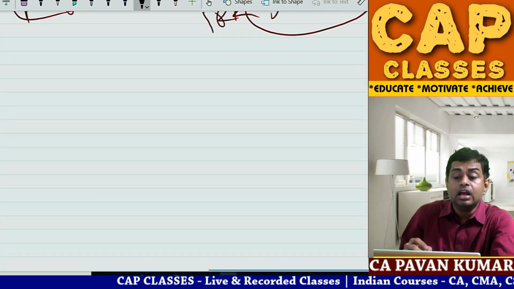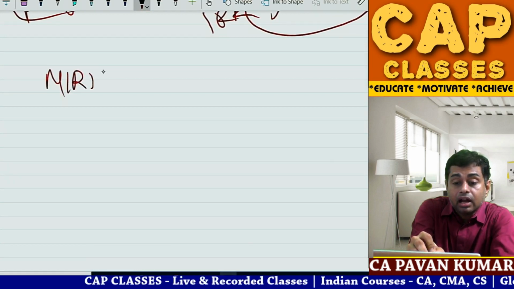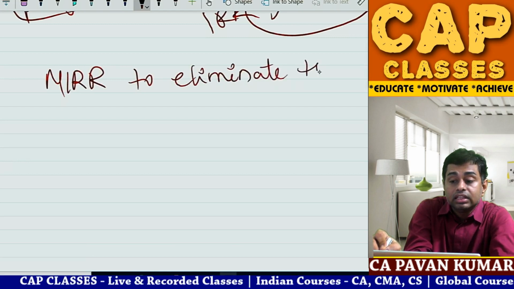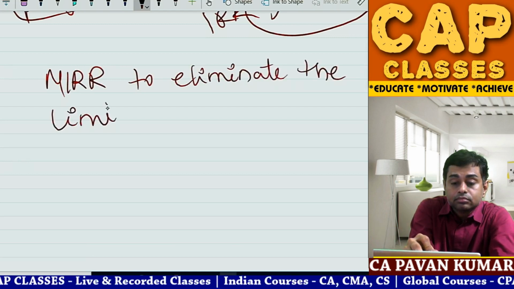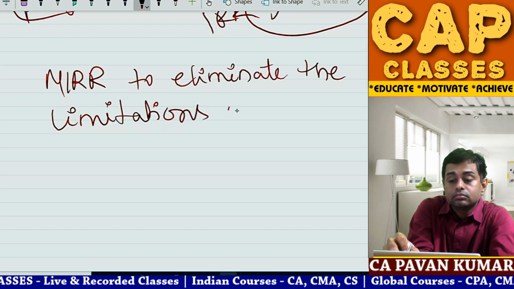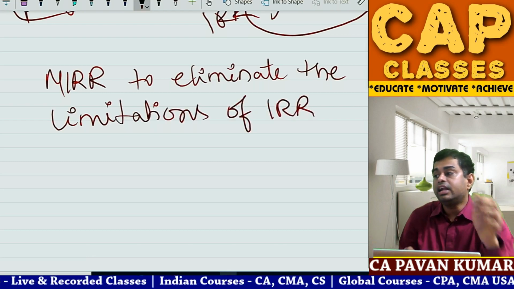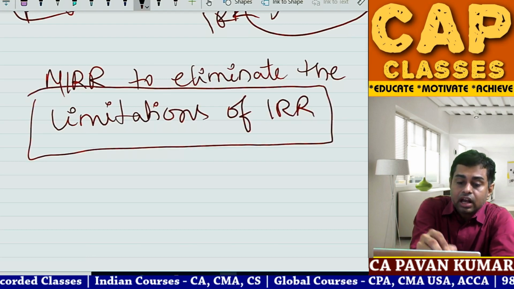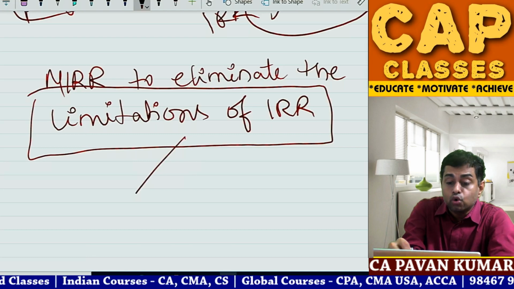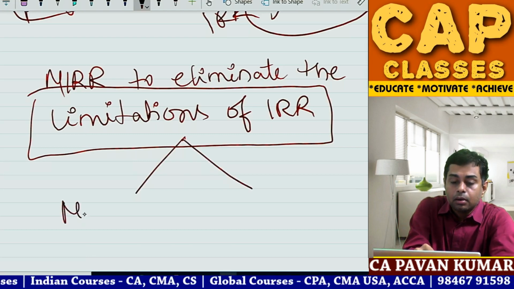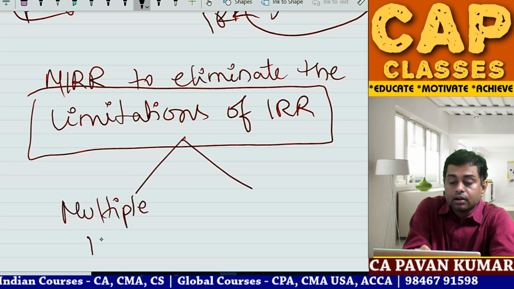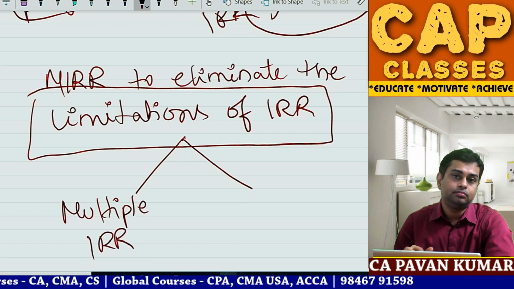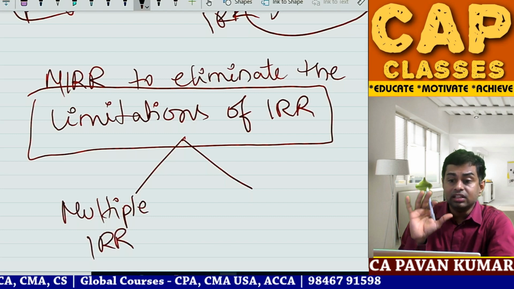So what are we writing? We calculate MIRR to eliminate the limitations of IRR. So what are the limitations of IRR? There are many limitations. In that, two major problems are multiple IRR. One is multiple IRR. So this is one limitation. This is solved in MIRR.